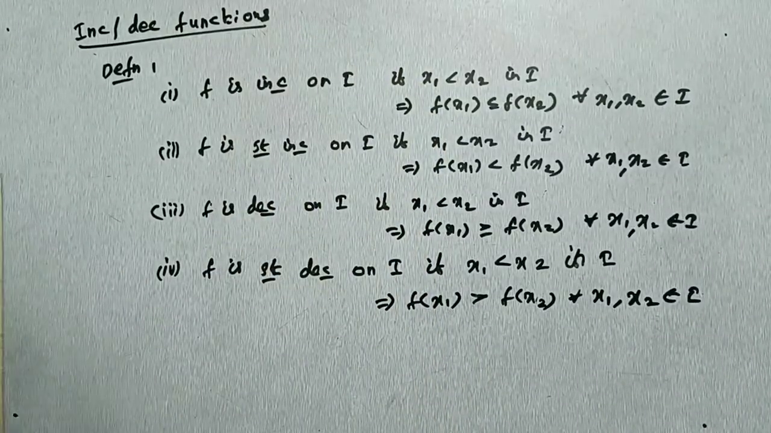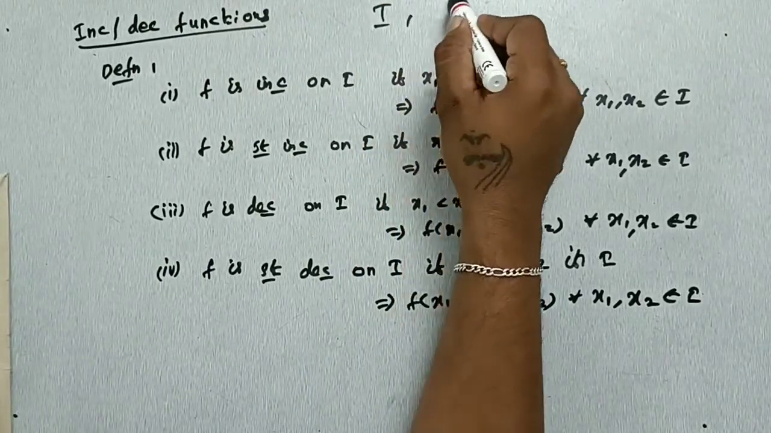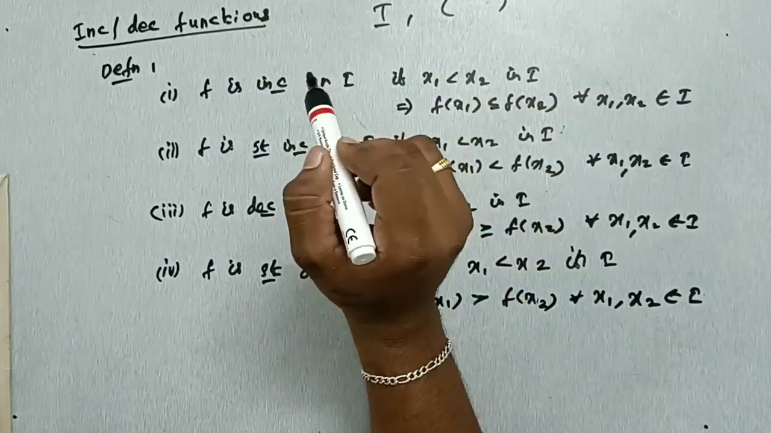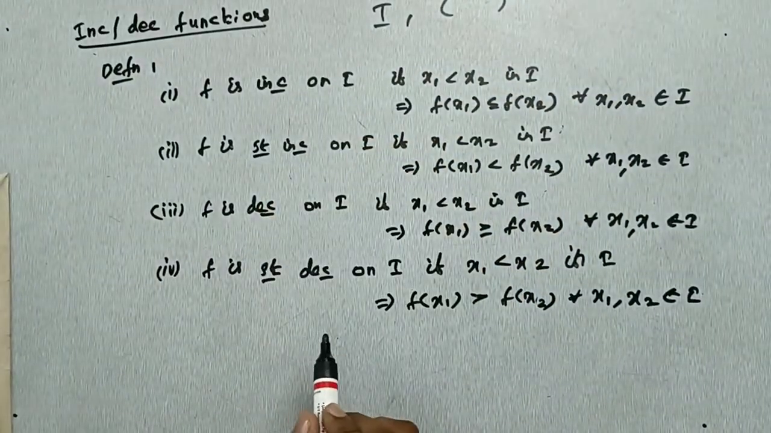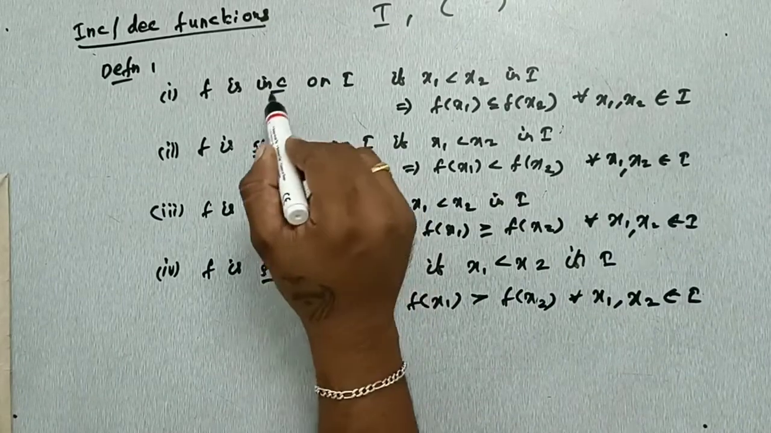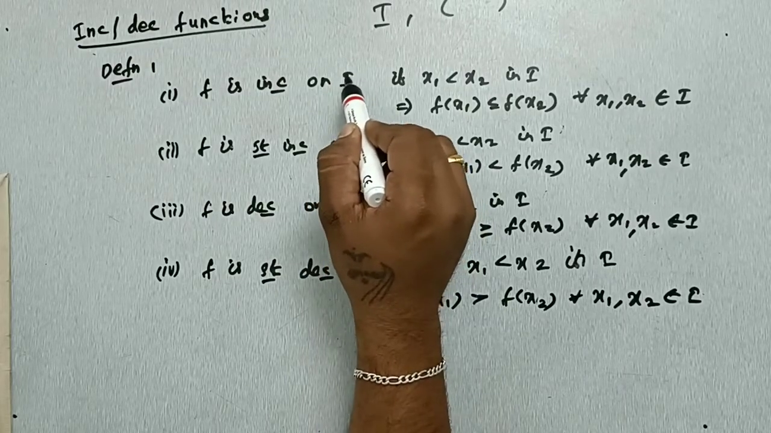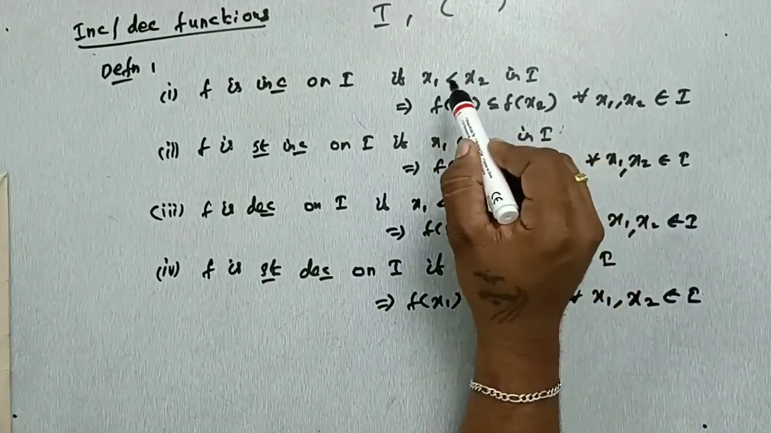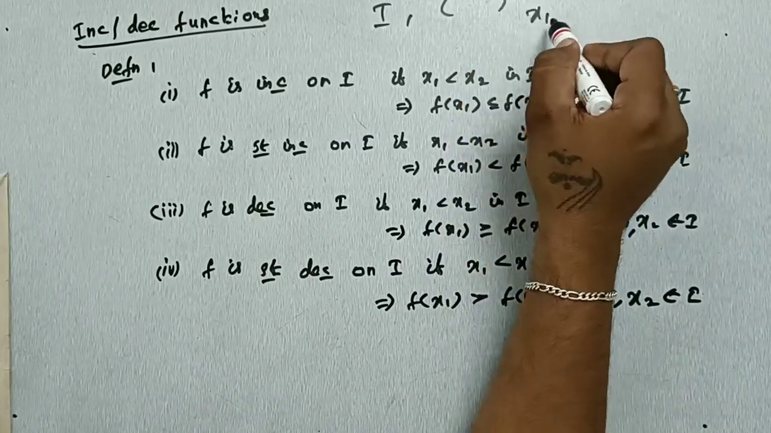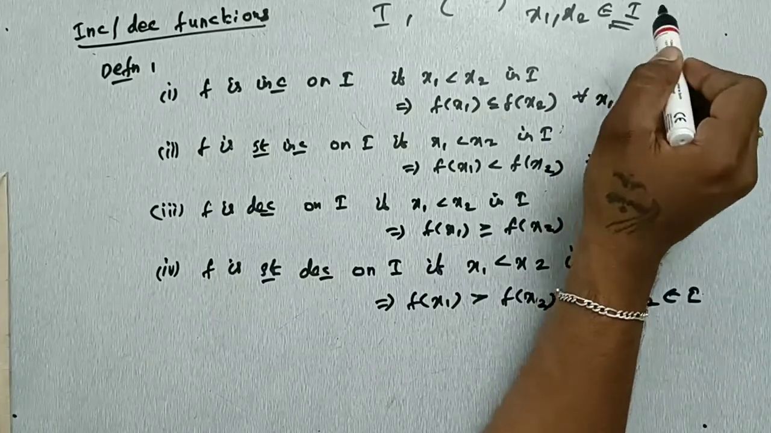We have to consider I to be an open interval. I is an open interval contained in the domain of the real valued function f. Then f is said to be an increasing function in the interval I means we have to take two points x1 comma x2 in this open interval I.